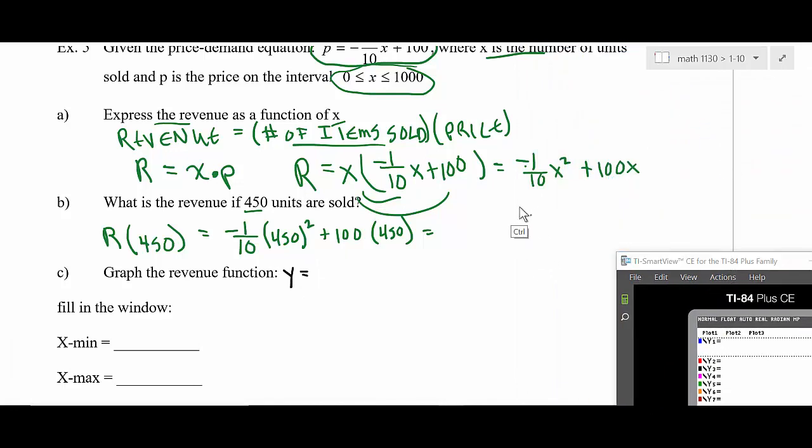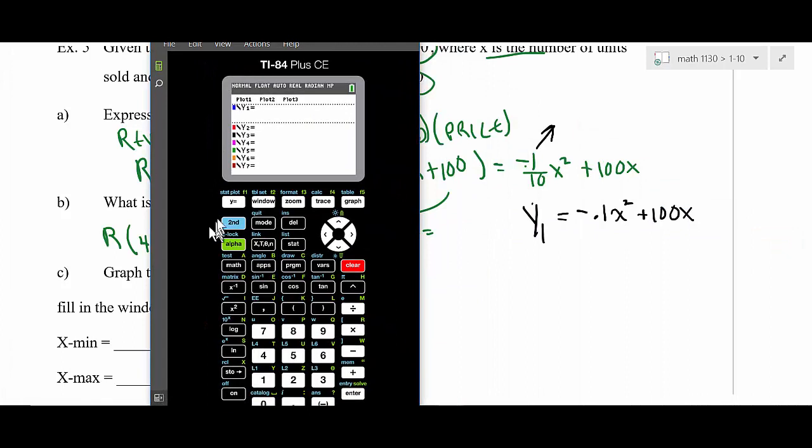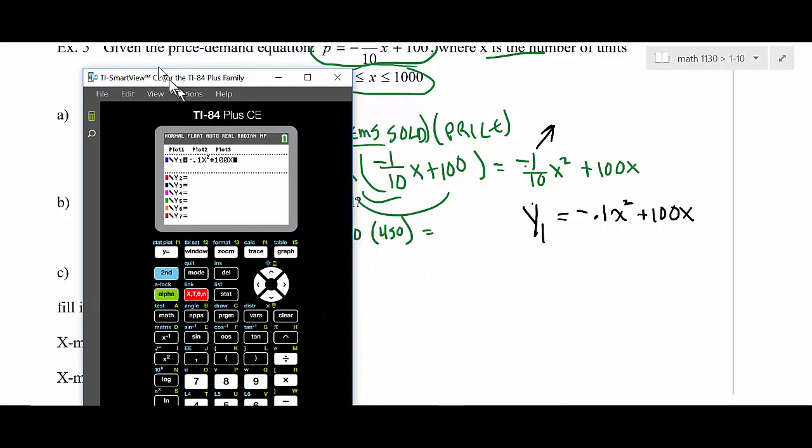We want to put this in y1. That could be written as negative 0.1 x squared plus 100x. So you want to put that in y1. Negative 0.1, then x to the second, and then plus 100x, and then we're going to graph that. Now you've got to think about your window.